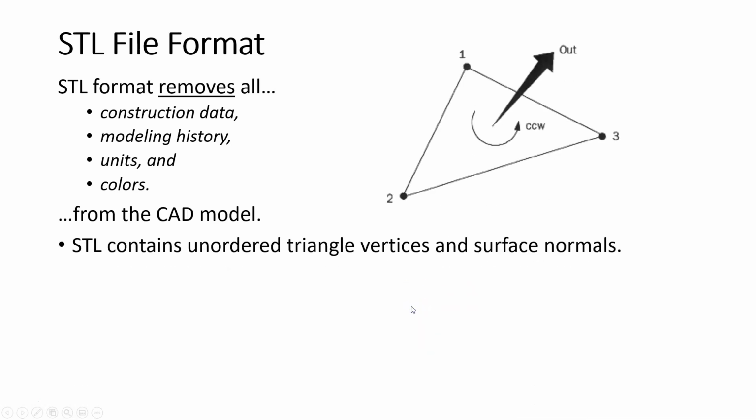Okay. The STL file contains unordered triangle vertices and surface normals. So if we look at one of these STL triangles, of course, with a triangle we need 3 points to define it: 1, 2, 3. So every triangle in the STL file is going to have 3 points. The order of those points determines the outward facing normal. A normal is the geometric term for a vector that points out of an object, perpendicular to the surface.